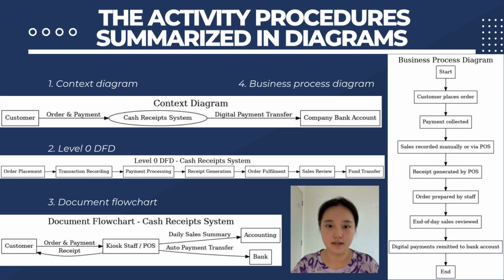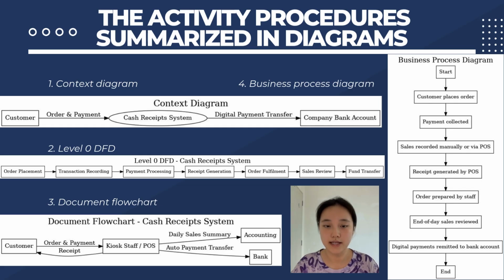Okay, next is the document flowchart. It shows how information and documents move between the customer, staff, and accounting. For example, after payment, the customer receives a receipt. Staff record the sale and summarize daily transactions, which are passed to the accounting team. Meanwhile, the e-wallet platform automatically transfers funds to the bank.